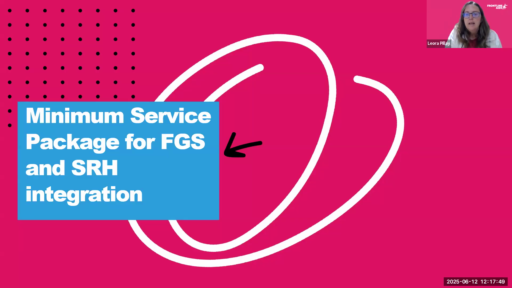Thanks, Delphine. So I'm going to quickly take you through the development of the minimum service package, which was one of the core deliverables of the project, and basically the implementation Bible that we would use to integrate FGS and SRH in Kenya. Next slide, please.